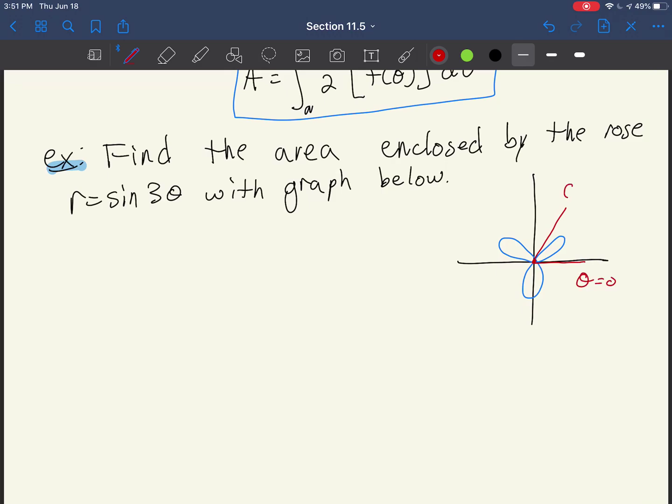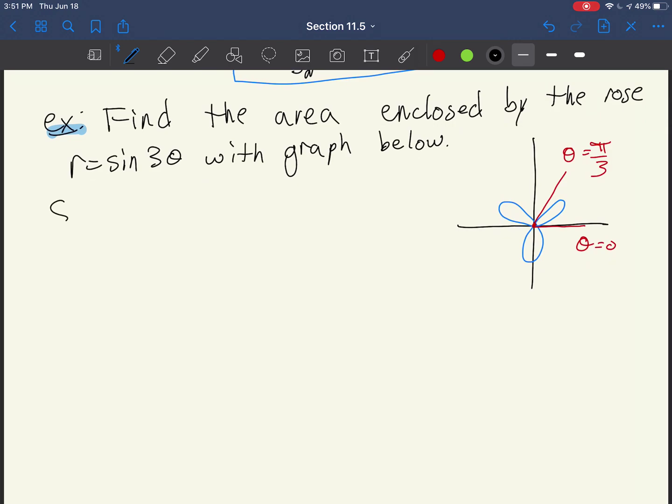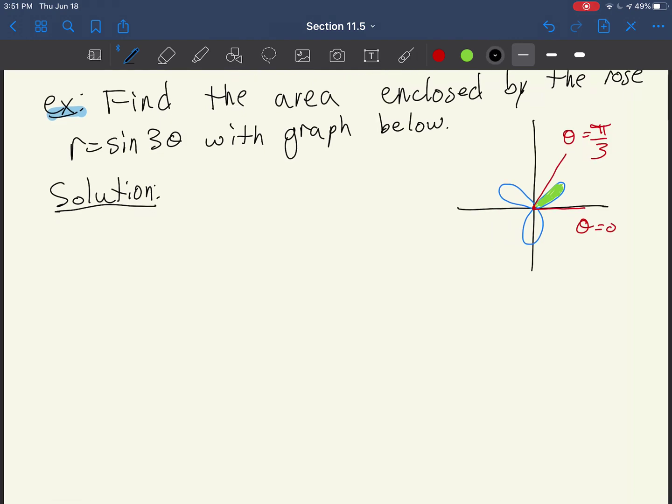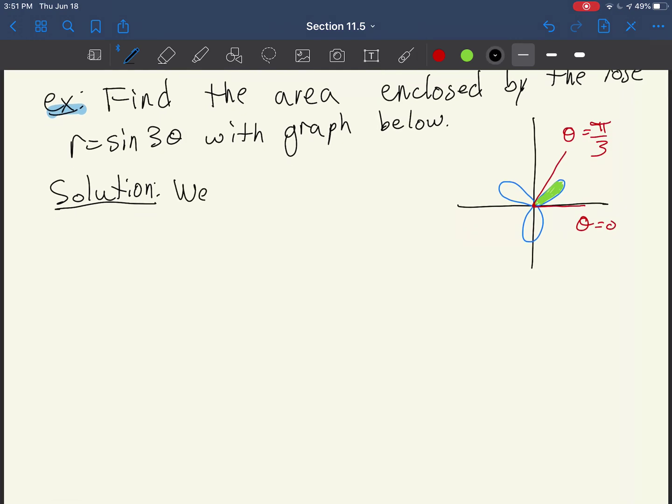And moreover, I'll give you these 2 points, these 2 rays. We have theta equals 0 and theta equals pi over 3. The first petal is sandwiched between these 2 rays. Okay, solution. So we're interested in the area of the first rose petal.